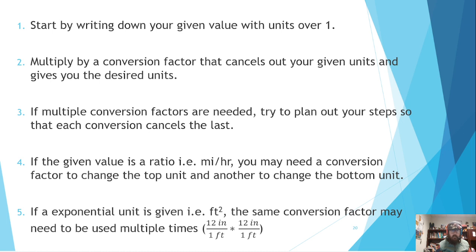And if you have an exponential unit, such as feet squared, you just have to do the same conversion factor multiple times. Like if I'm turning feet squared to inches squared, I'll just do 12 inches in 1 foot times 12 inches in 1 foot. Inches times inches is inches squared. Feet times feet is feet squared. So feet squared divided by feet squared would cancel out. So there are 144 inches squared in a foot squared.